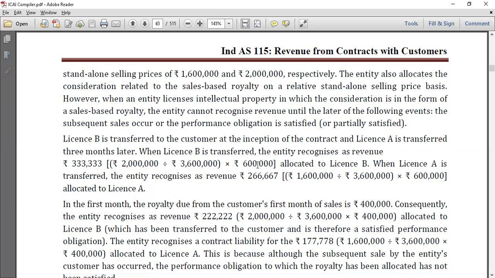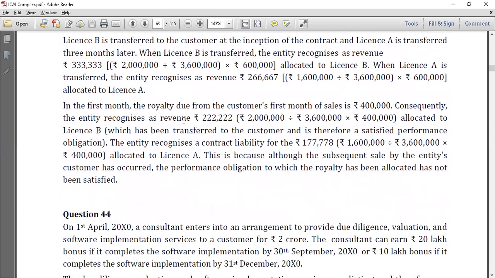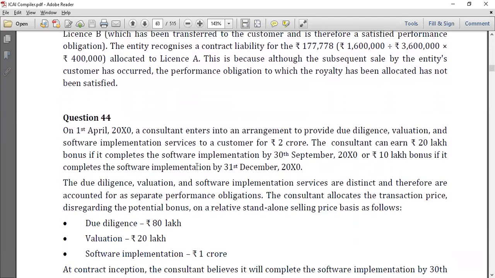Next, in the first month when you're receiving 4 lakhs, this is when A is transferred. Then the 4 lakhs will be allocated between 20 lakhs for B and 16 lakhs for A. This is because although the subsequent sale by the entity's customers occurred, the performance obligation to which the royalty has been allocated has not been satisfied.